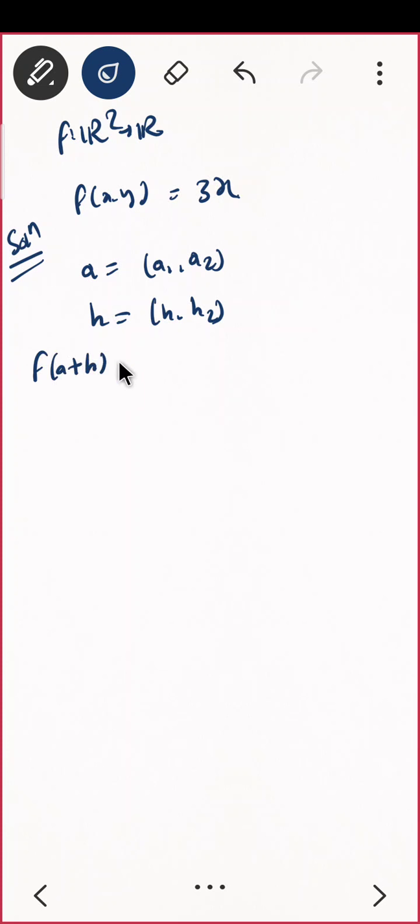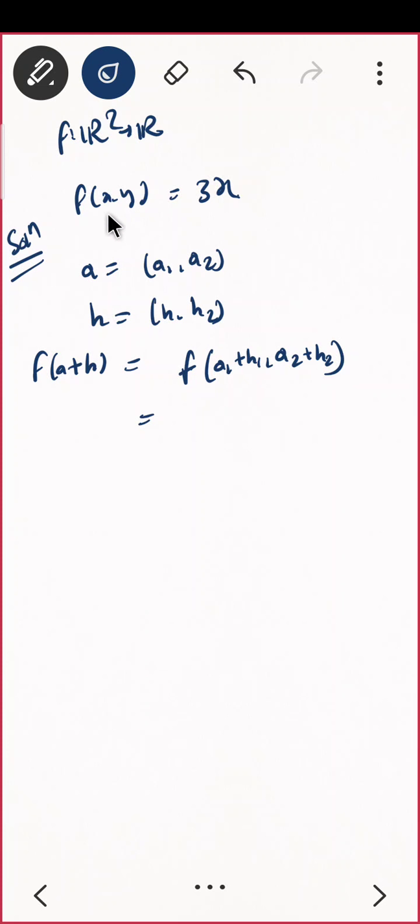The first thing is अपने को a decide करना होगा. So let us take a equal to a1 a2 since it is in R2, and what is my h? h will be h1 h2. So let us find f of a plus h. What is f of a plus h? That is f of a1 plus h1, a2 plus h2. So see, this is the step you have to do in every question.